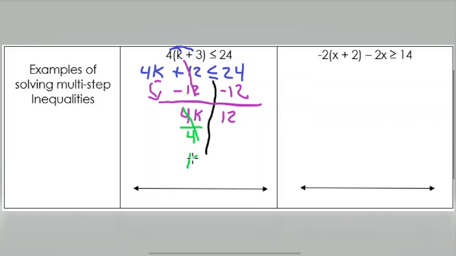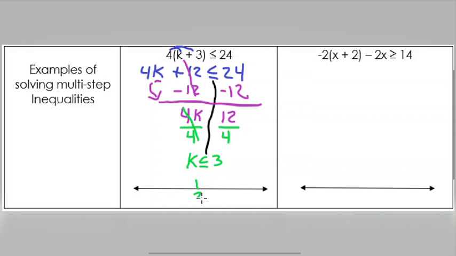And that will leave me with k. And whatever I do to one side, I have to do to the other side. 12 divided by 4 is 3. And I divided it by a positive, so my sign stays the same. So this would be k is less than or equal to 3.